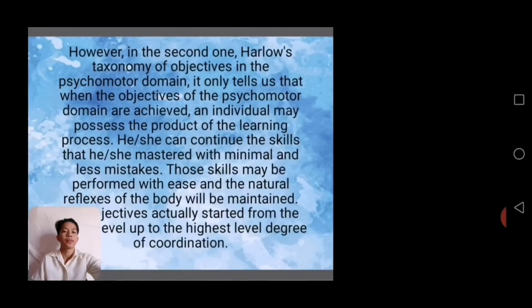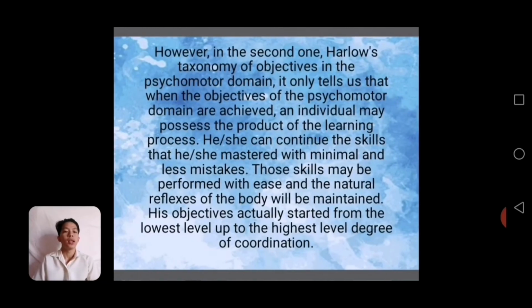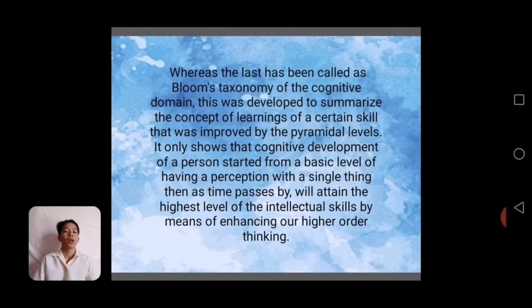However, in the second one, Harlow's taxonomy of objectives in the psychomotor domain, it also tells us that when the objectives of the psychomotor domain are achieved, an individual may possess the product of the learning process. He or she can continue the skills that he or she mastered with minimal and fewer mistakes. Those skills may be performed with ease and the natural reflexes of the body will be maintained. These objectives actually started from the lowest level up to the highest level degree of coordination.